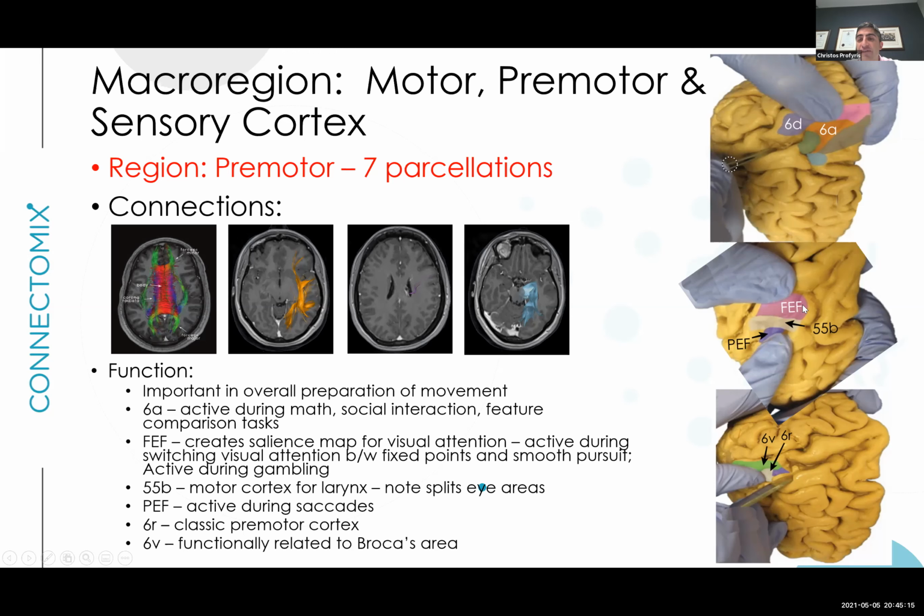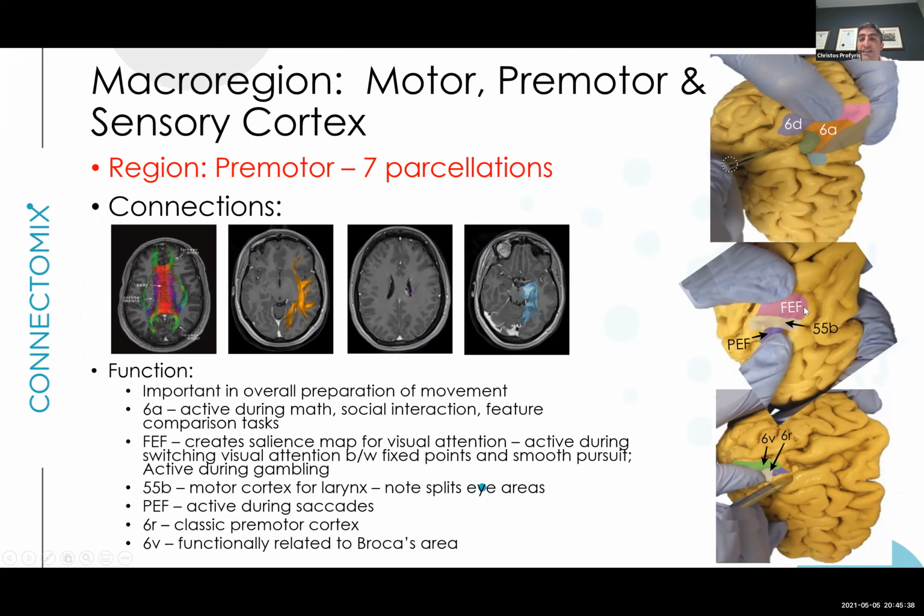Now, FEF, 55B and PEF, which split the premotor area, are the most variable parcellations in the human connectome. So when you look at variability between parcellations in the entire connectome, these are the most variable. So sometimes 55V is split into 2, and there's other sorts of variations as well.